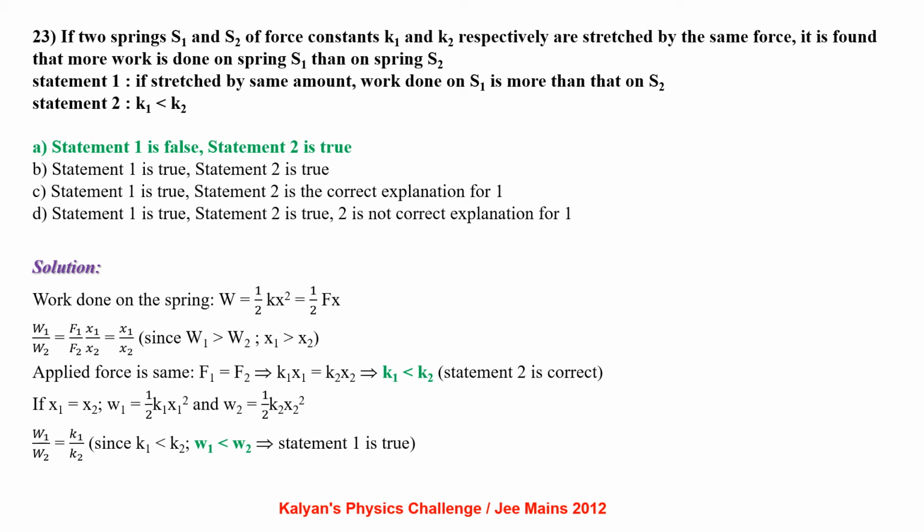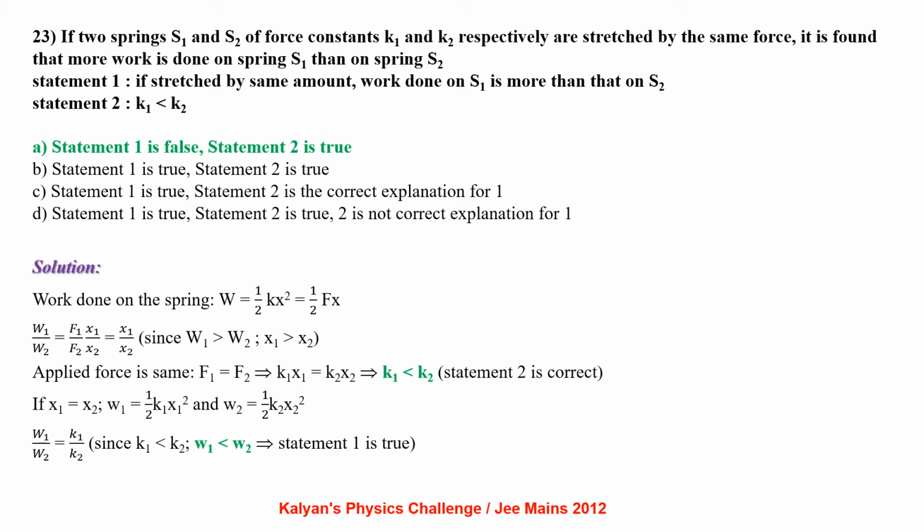Work done on the spring W equals half kx², which also can be written as half into F into x. W1 by W2 equals F1 x1 by F2 x2, that is x1 by x2. Since W1 is greater than W2, x1 is greater than x2. Applied force is the same, so F1 equals F2, that is K1 x1 = K2 x2, which gives us K1 is less than K2, that is statement 2 is correct.